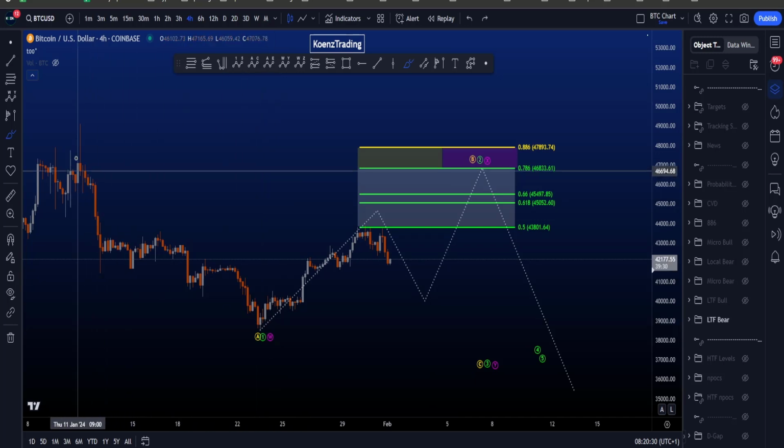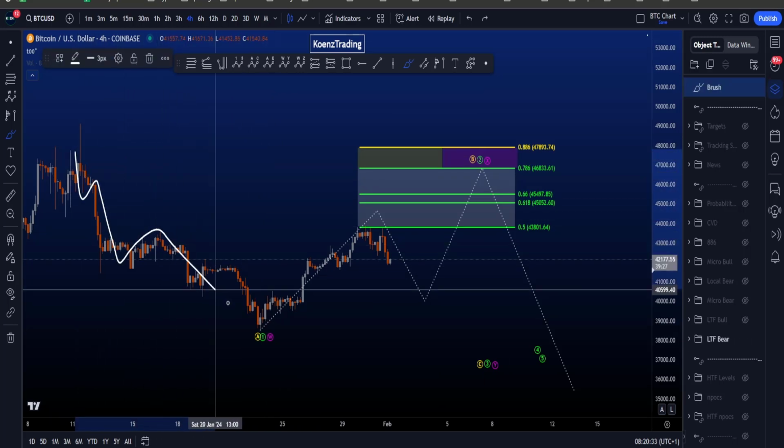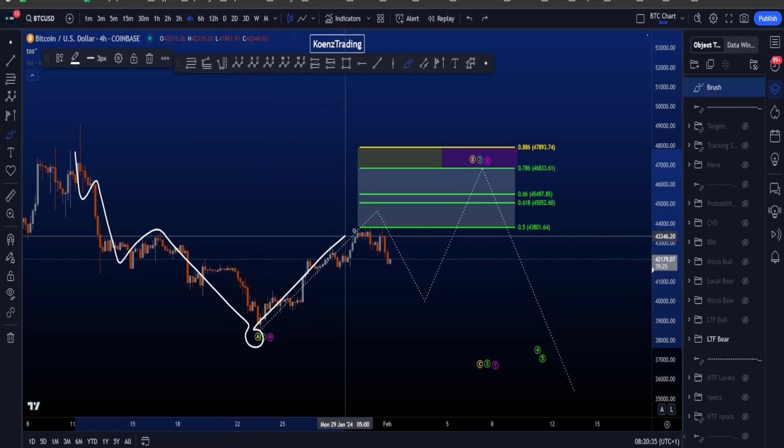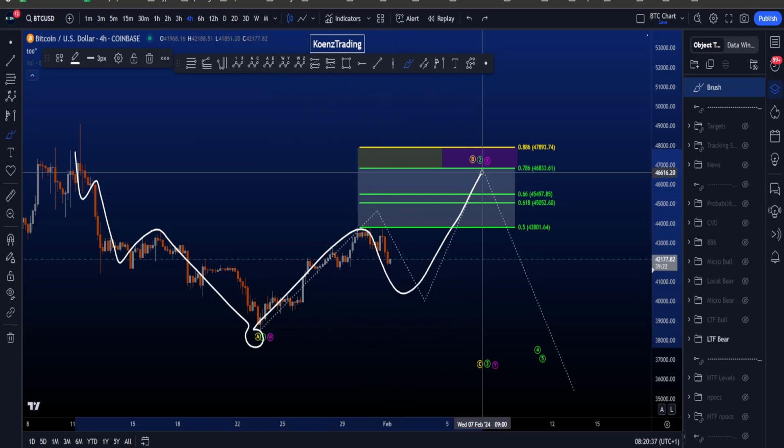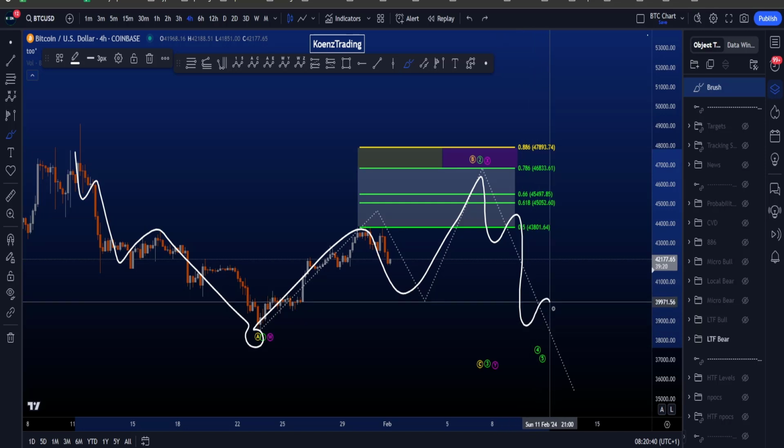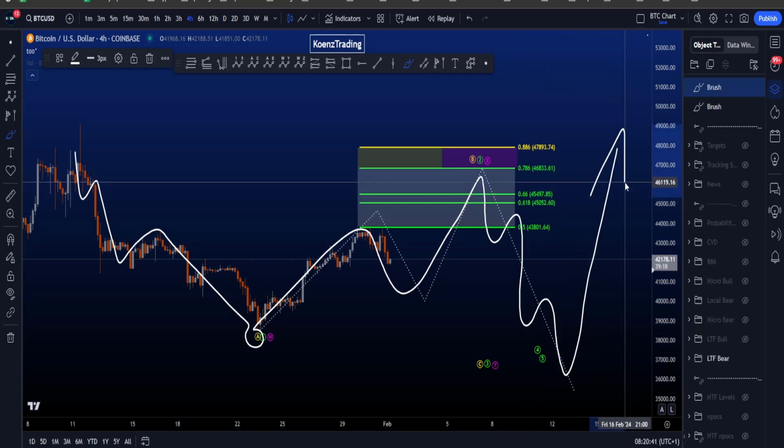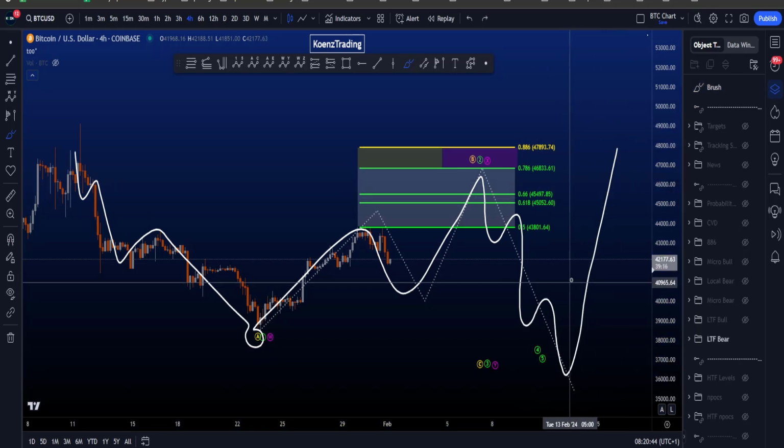If we look at an ABC, we are looking for a 1, 2, 3, 4, 5 wave structure in wave A, looking for a 3-wave corrective structure in B, and a 5-wave structure to the downside in C, before then a continuation to the upside towards 50k.